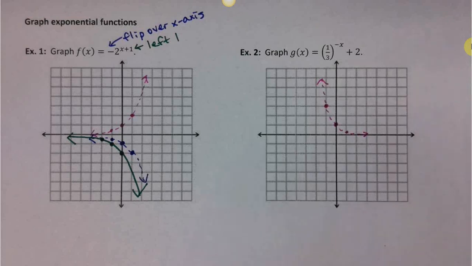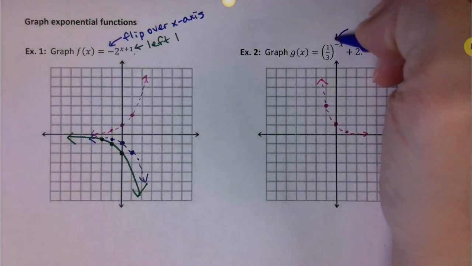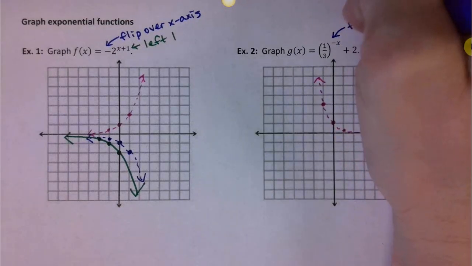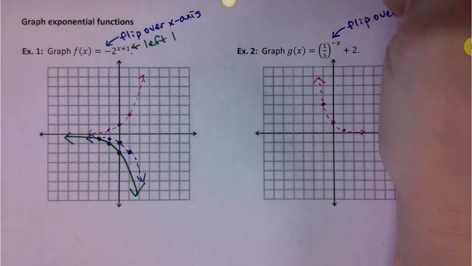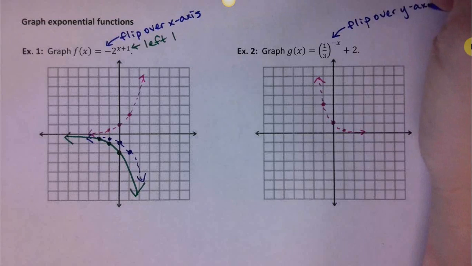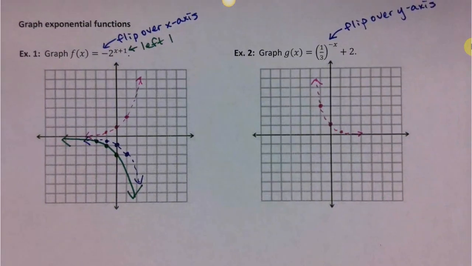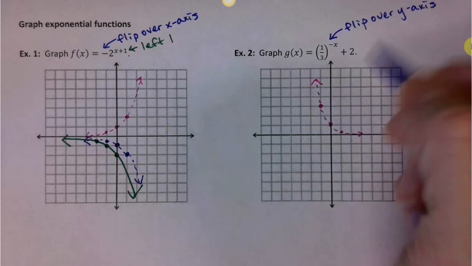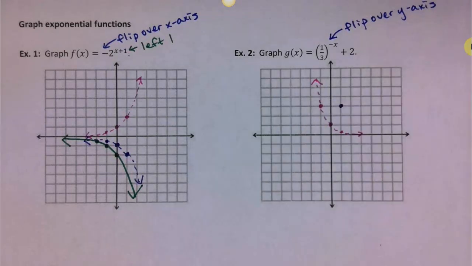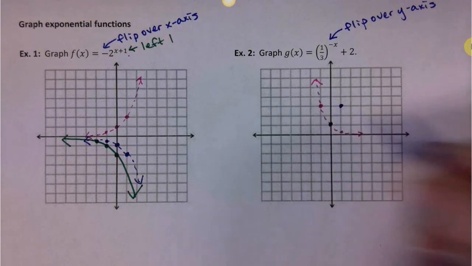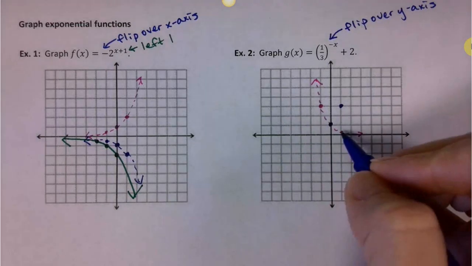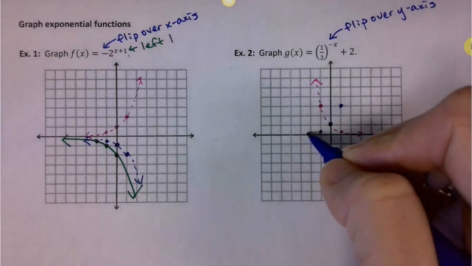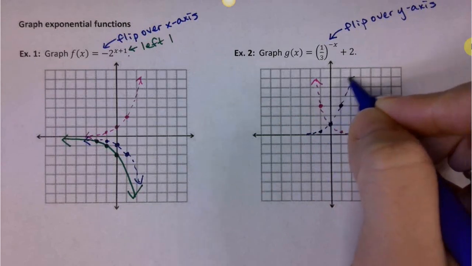Now this negative, the fact that it's attached to the x instead of the front of our function, this is when we flip over the y-axis. So that means that this point is going to get flipped over to a positive 1. The point on the y-axis is going to stay on the y-axis. And then the point at positive 1 is going to get flipped to -1. And we're looking at something like this.